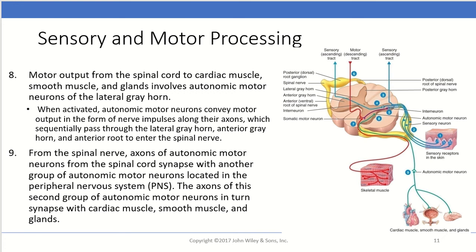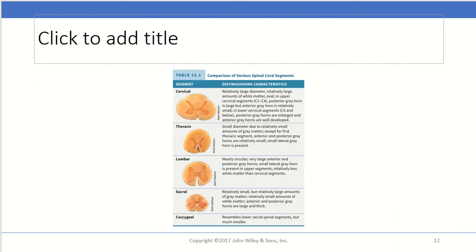And then from the spinal nerve, axons of the autonomic motor neurons from that spinal cord are going to synapse with another group of autonomic motor neurons that are located in the peripheral nervous system. The axons of this second group of autonomic motor neurons in turn are going to synapse with cardiac muscles, smooth muscles, and the glands of the body.